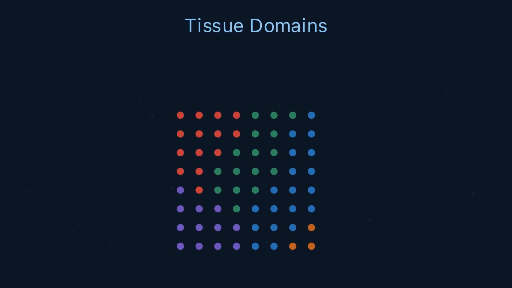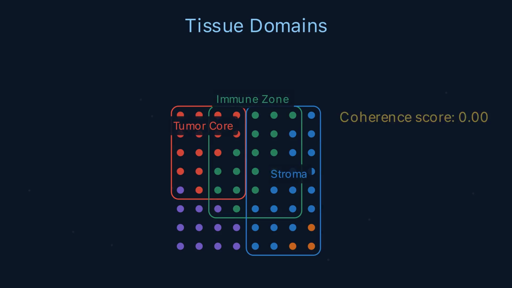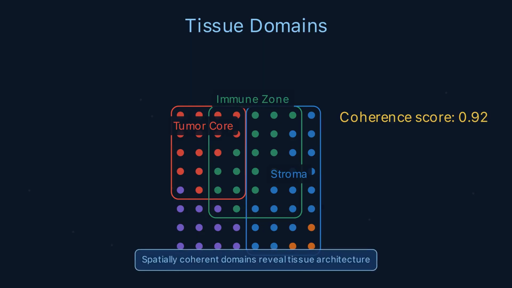The output is a set of spatially coherent tissue domains, contiguous regions where cells share both expression profiles and spatial proximity. These domains correspond to biologically meaningful structures, tumor cores, immune infiltration zones, stromal boundaries. Each neighbourhood has its own character.